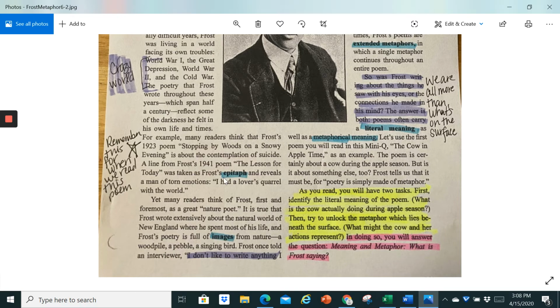Now, an epitaph is that thing that people put on their tombstones, like their final quote. So this, I had a lover's quarrel with the world, is what is on his tombstone.